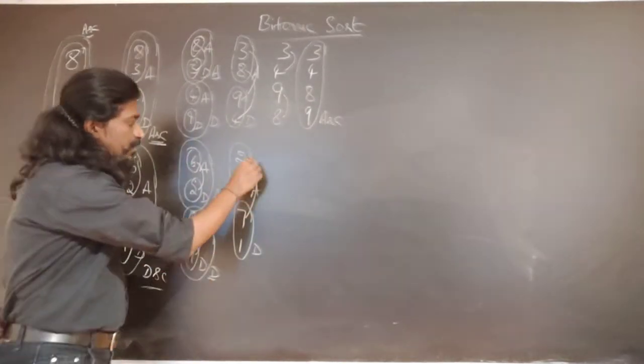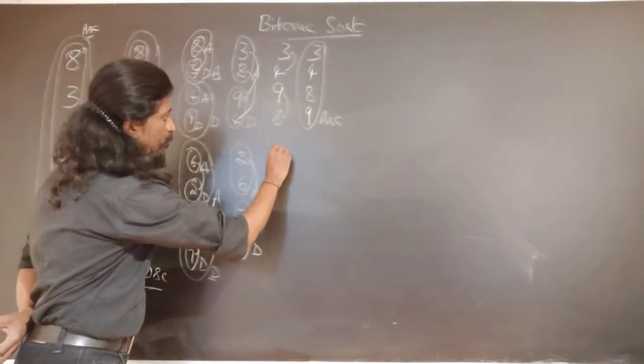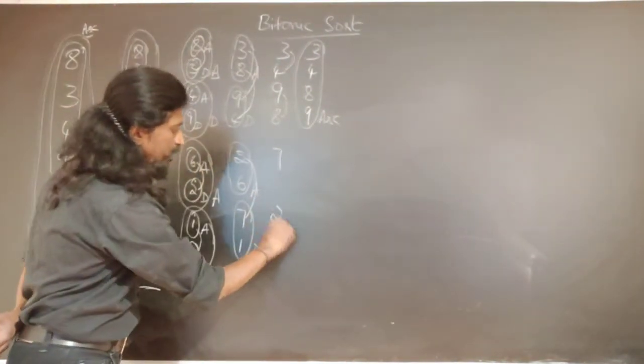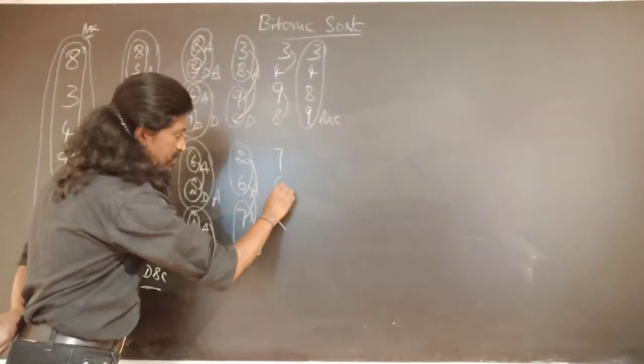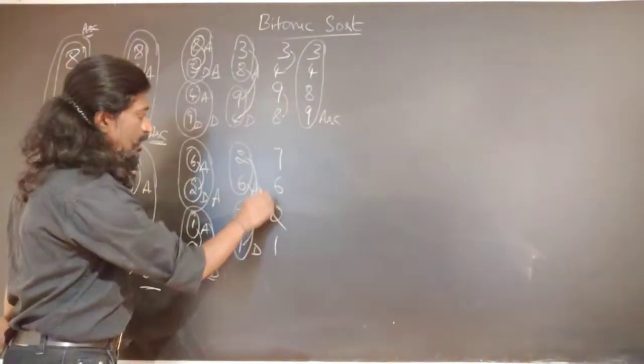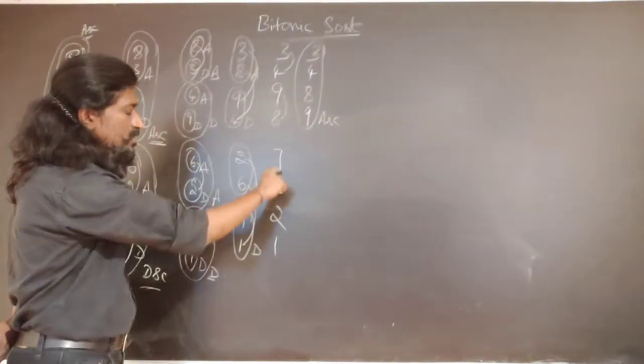Okay, and when we compare, we want it in descending order. We see that they are out of order, therefore we will swap. 7 will come here, 2 will come here. Then we compare 6 and 1. They are in order, so we will just leave it as it is. Okay. Now that the subarrays of size 2 are merged, we need to merge the subarrays of size 1.